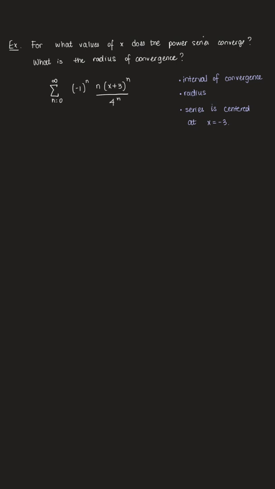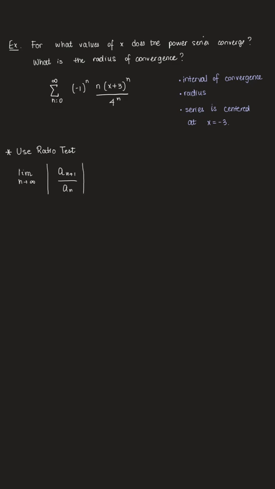So anytime we do not have a geometric power series, we're going to use the ratio test to find the interval of convergence. And so to do that, we're going to have to set up the limit as n approaches infinity of the absolute value of the n plus first term of the series divided by the nth term of the series.